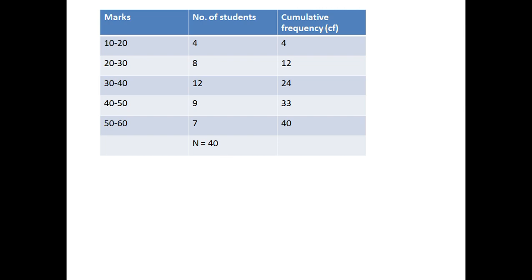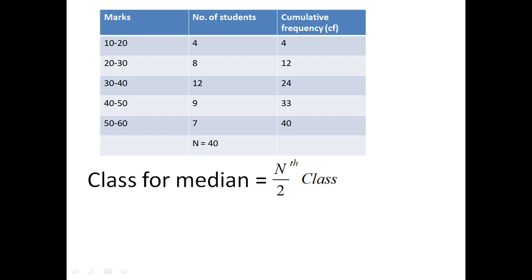Now, before finding the exact median, we have to find the class for the median first. Class for median is the n by 2 th class. And one thing you have to remember is, for finding median we have used the n plus 1 by 2 th item for discrete and individual data. But for finding the class for median for a continuous series, we use n by 2 only, not n plus 1 by 2. We'll use n by 2 only.